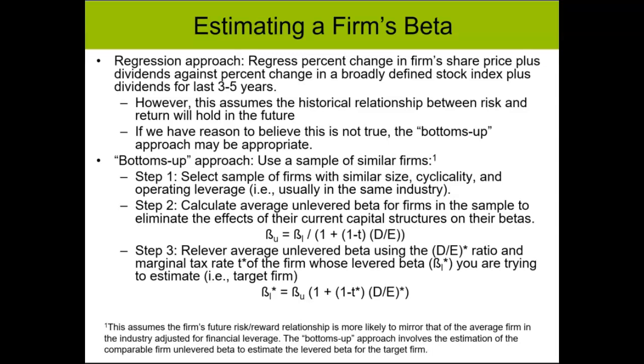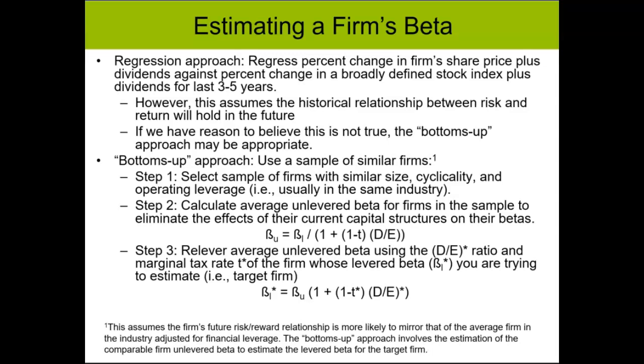In step 2, the effects of leverage are removed to make the firms comparable in all respects. And finally, step 3 allows the estimation of the target firm's levered beta, reflecting the industry average cyclicality and operating leverage. That is based on the unlevered beta and the firm's own degree of leverage.